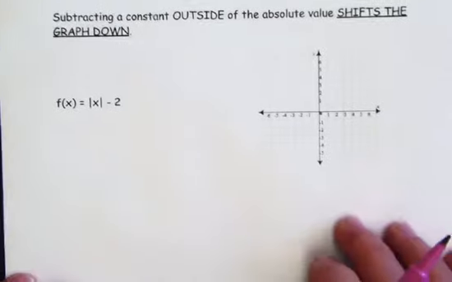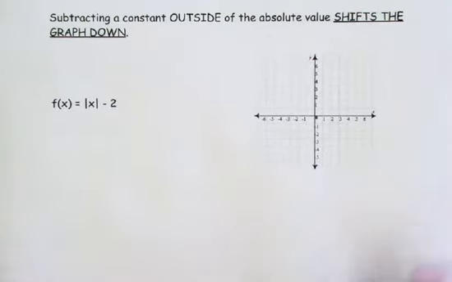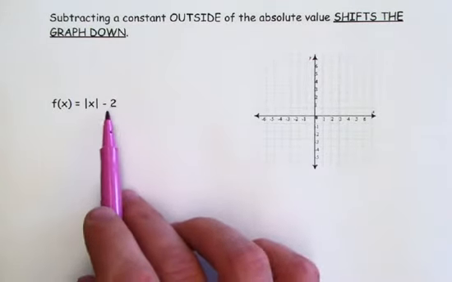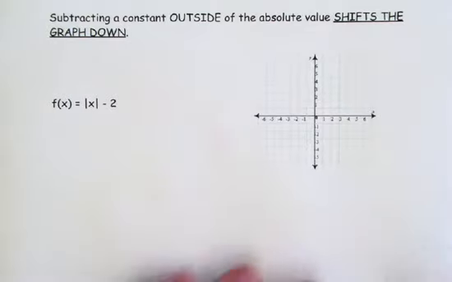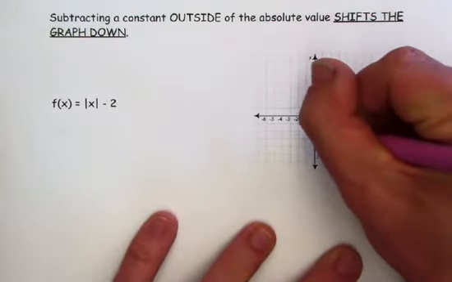Okay? Now, what if we subtract? Well, if we subtract a constant, if we have a negative constant, negative 2, outside the absolute value sign, that shifts it down. So here we have negative 2. We're going to shift down 2.